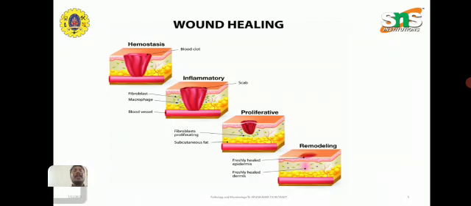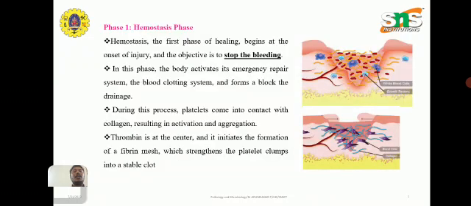So, the wound healing process. The first step is hemostasis. When a wound occurs, the blood will be squeezed out. So first hemostasis arrests the bleeding by clotting, then inflammatory, followed by the proliferative, then remodeling. So phase 1, the hemostasis phase.